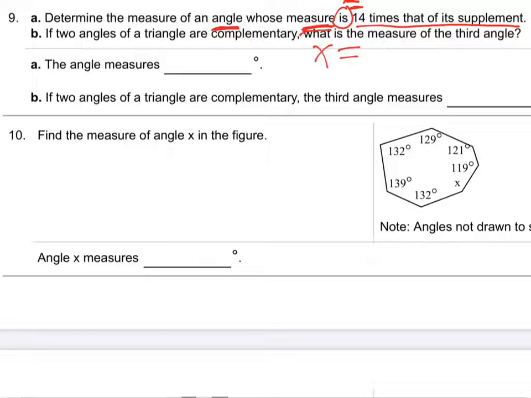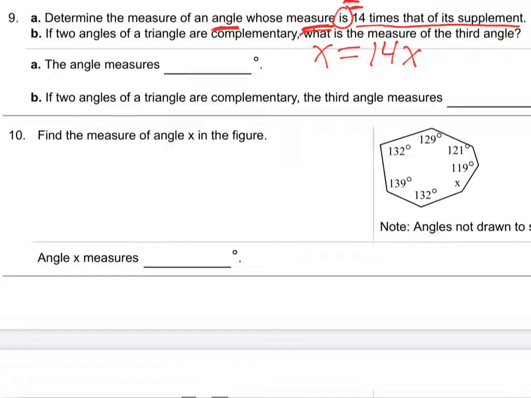So the angle is, I don't know what the angle is, so I'm just going to call it x. The angle is x equals 14 times its supplement. Is that right? Not quite. But that's kind of a natural thing to do at first, but it's not quite right.